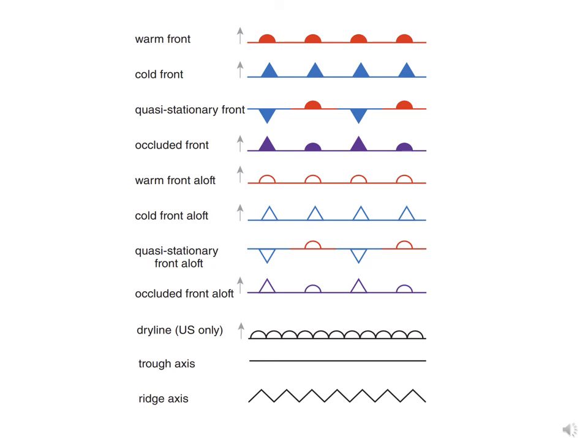There is such a thing as an occluded front, which we will talk about more in the coming days. And then you can have fronts that are aloft, that don't reach down to the surface, and you can identify those with these open symbols. Then we can also have a dry line, which is a front based not upon temperature, but upon humidity. And we can also identify the axis of the trough associated with the pressure values, and the ridges associated with the pressures or the heights.